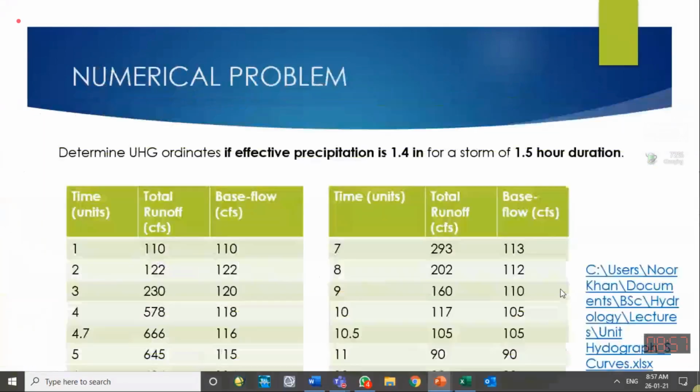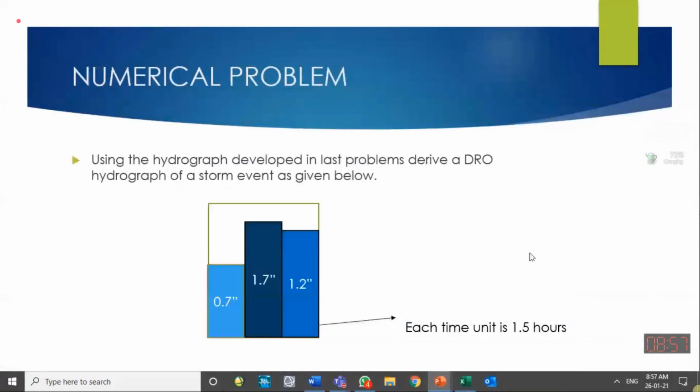Once you have the unit hydrograph with you, you can use it to calculate the direct runoff for other rainfall. For example, there is a rainfall event. Using the hydrograph developed in the last problem, derive a DRO hydrograph of a storm event as given below. So we have a storm event. Each time step is 1.5 hours. For the first 1.5 hours, 0.7 inch rainfall occurred, next 1.7 inch rainfall, next 1.2 inch rainfall occurred.